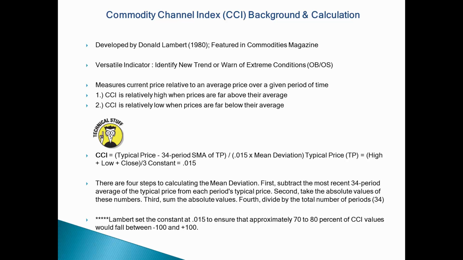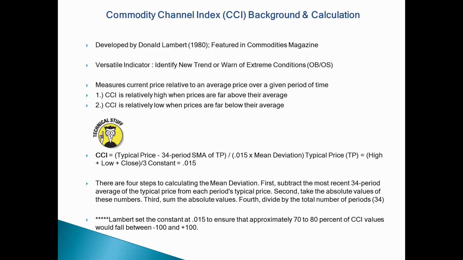That's not much different than a lot of other indicators, but how it actually is calculated is the unique part of it. So the CCI is relatively high, and again, relative is the key operative word here, when prices are far above the average. Now the question becomes, how far above the average? I get it that it's relatively high, but what is relative, and how does that equate to how far above or below the average?